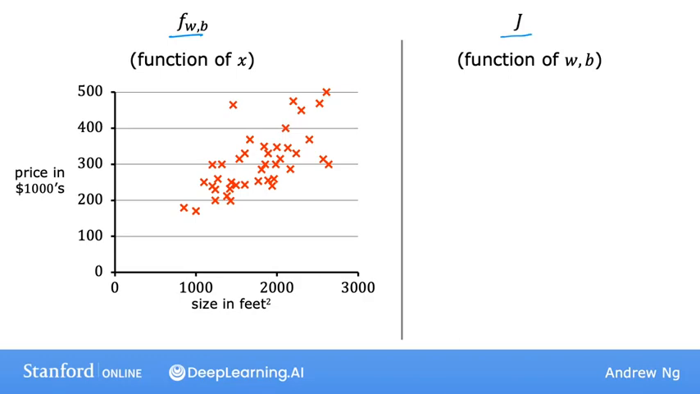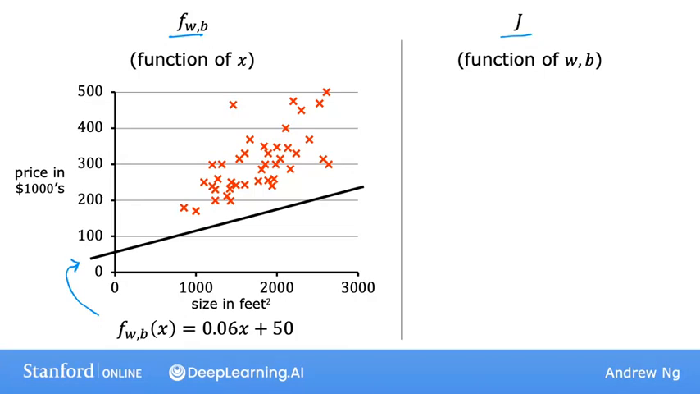Let's say you pick one possible function of x, like this one. Here, I've set w to 0.06 and b to 50. So f of x is 0.06 times x plus 50. Note that this is not a particularly good model for this training set. It's actually a pretty bad model. It seems to consistently underestimate housing prices.